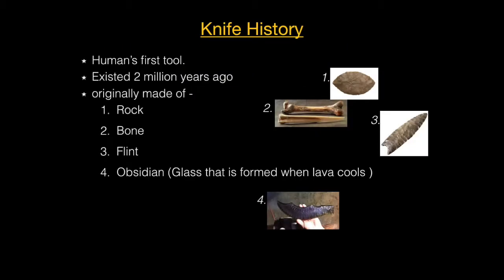Today we're going to talk about the evolution of knives. Knife history: the knife was humans' first tool, which existed 2 million years ago, originally made of rock, bone, flint, and obsidian, which is glass that is formed when lava cools down.